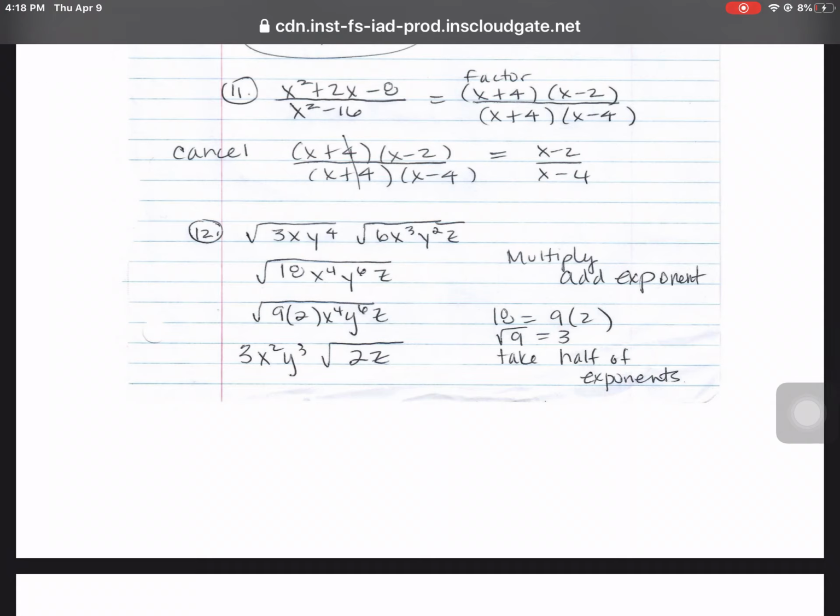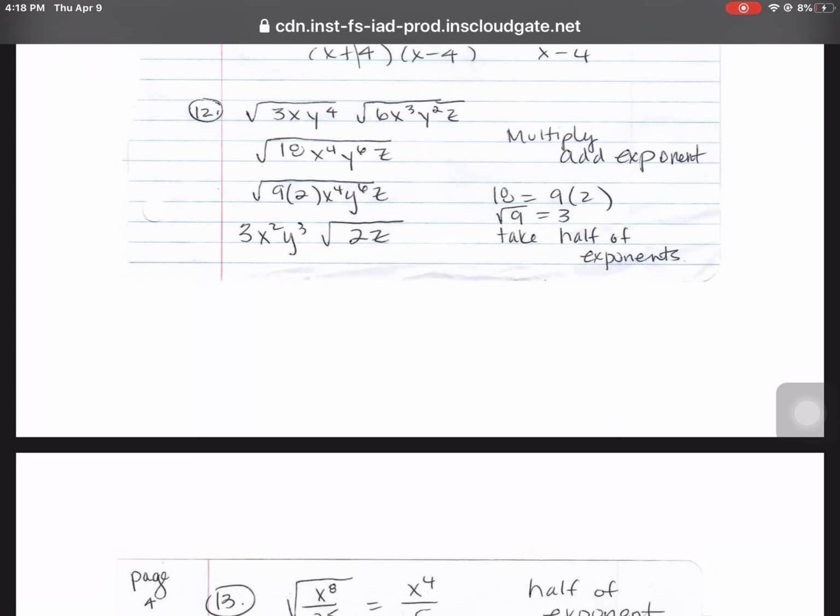Number 11, you factor the top and bottom. The top is a trinomial with a 1, so multiply to -8 and add to 2. The bottom is a difference of squares, so +4 minus 4. And then cancel the x plus 4's that are the same on top and bottom.